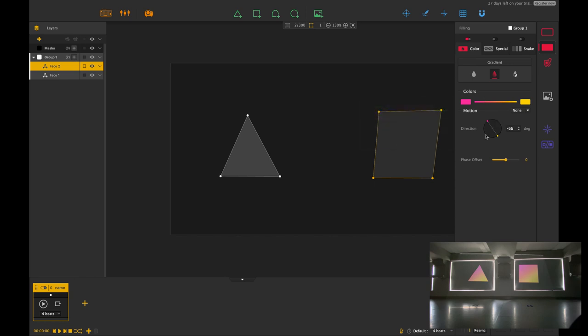And again, all I'm doing is I'm experimenting. I'm just changing the angle of the way those colors are represented. Just going to move across here. Let's have a look now.